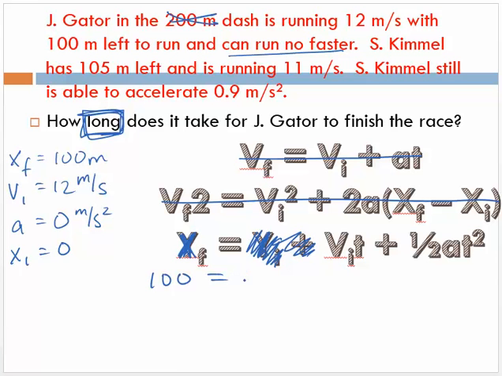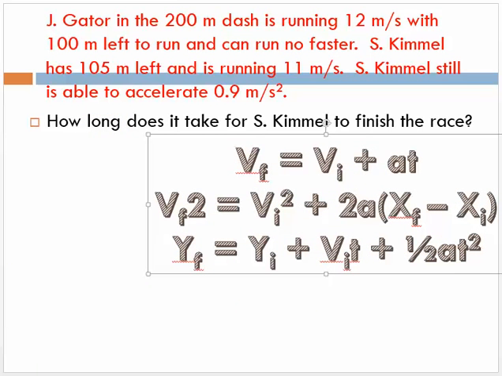His initial speed is 12. His time we don't know. And then it's going to be 1/2 A, but A is 0 again, and anything times 0 is going to be 0, so that'll really cancel out all of that. So J Gator's time is going to be about 8.3 seconds.